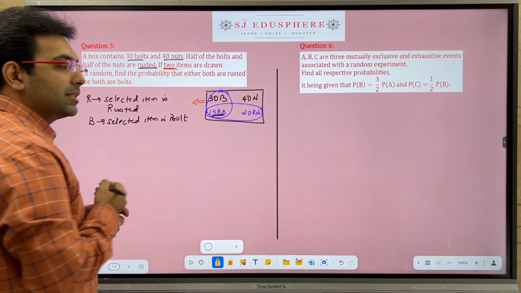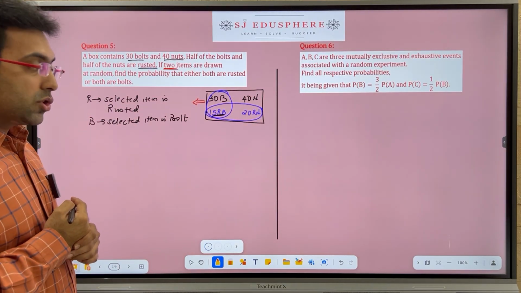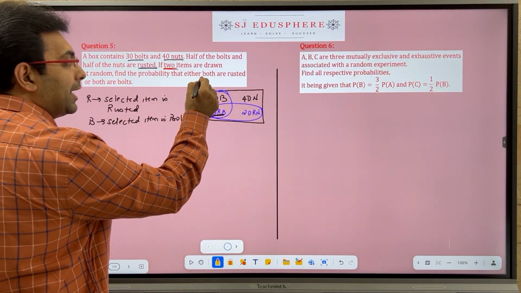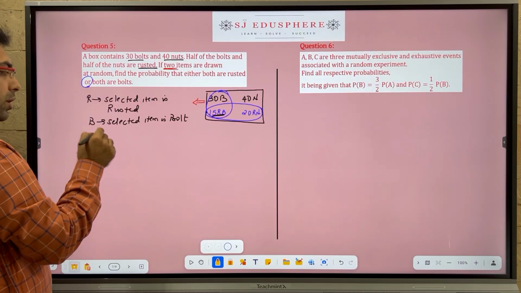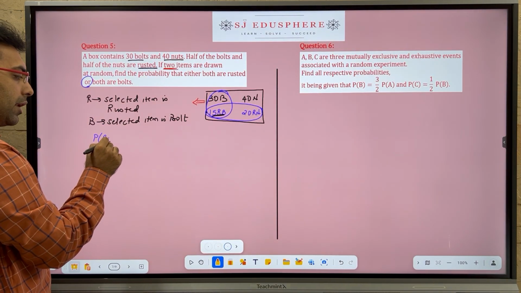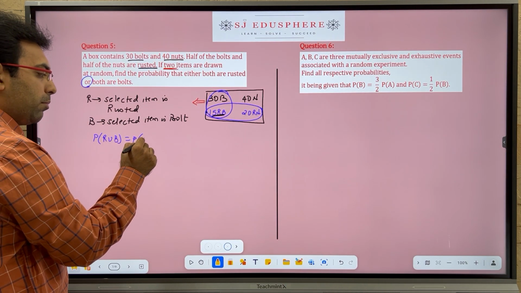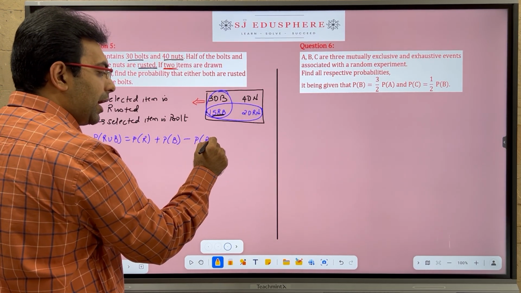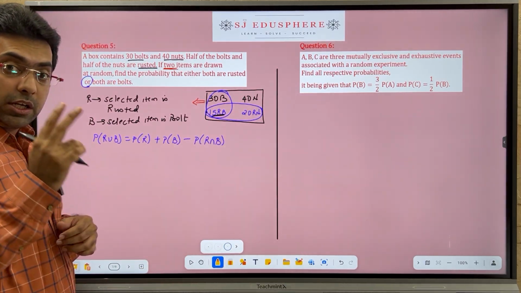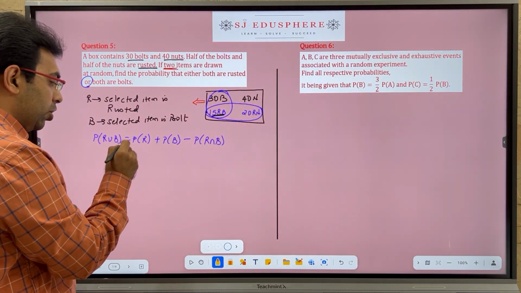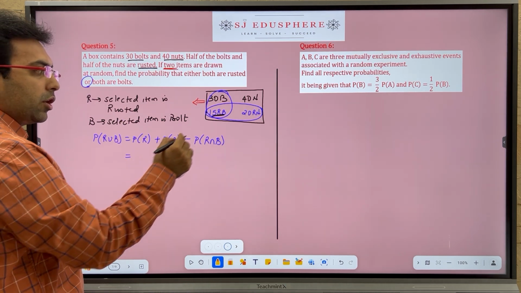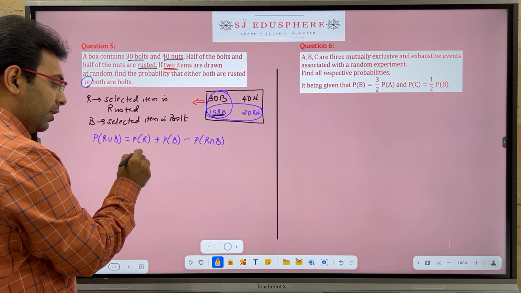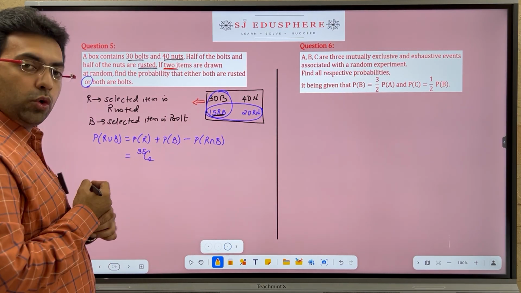this part is considered twice. Isn't this your union concept? My question says find probability that either both are rusted or bolt. So probability R union B, that is probability of R plus probability of B minus probability R intersection B. Now you are selecting two items very carefully. Totally how many rusted items are there in your bag? There is a rusted bolt and there is a rusted nut. That is 35. That means from 35 you select 2.